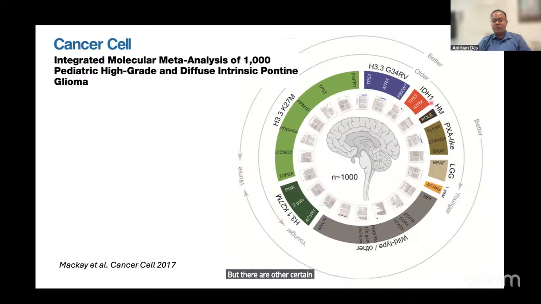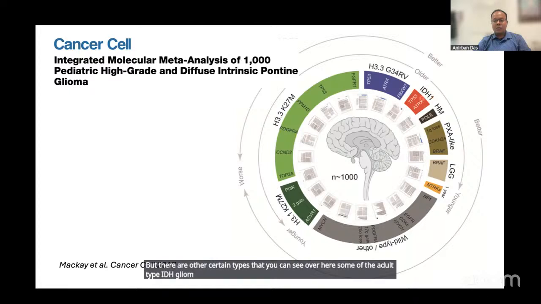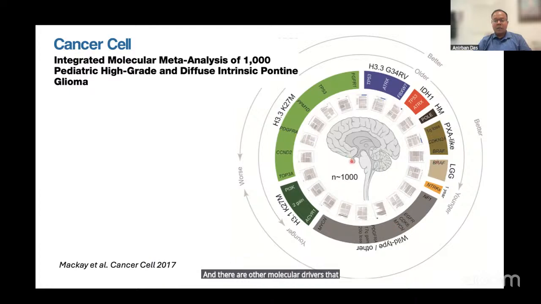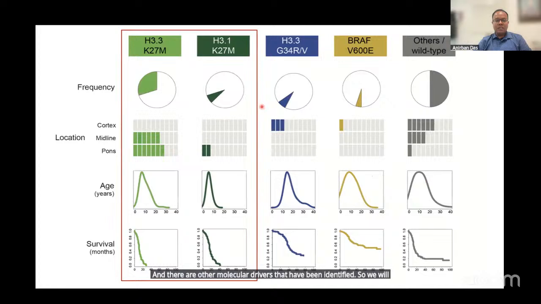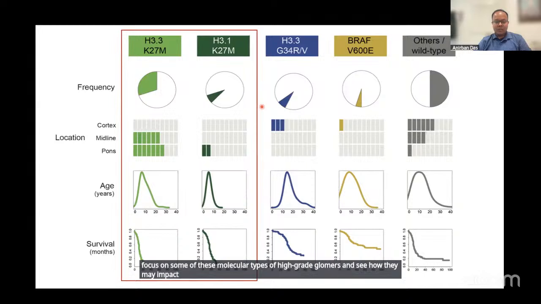Some of the adult-type IDH gliomas that we are seeing more and more in adolescents and young adults as the children become older, because though it's an adult disease, it actually has its origins in childhood, and there are other molecular drivers that have been identified. So we will focus on some of these molecular types of high-grade gliomas and see how they may impact our practical management on a day-to-day basis.